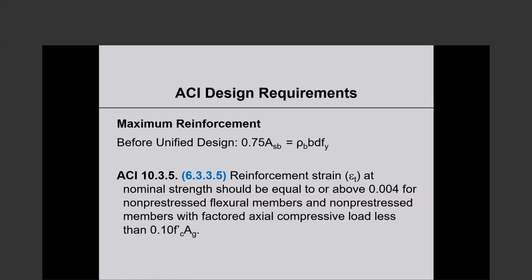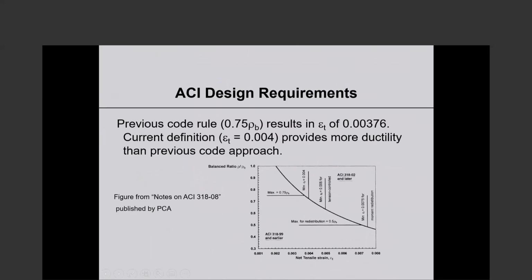When unified design came, and that's what we are doing even now, we have replaced that requirement by saying the net tensile strain epsilon sub t cannot be any less than 0.004 in a flexural member, which is defined as a member with factored axial compressive load less than 10% F sub C prime A sub G. All of that we discussed yesterday. Okay, so this is a summary of things that we talked about yesterday.